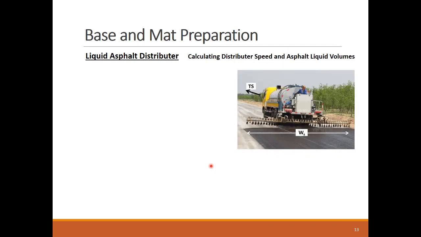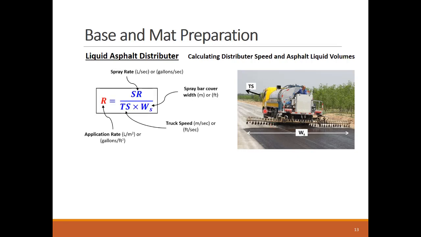For a liquid asphalt distributor, it is important to decide on the truck driving speed and the total liquid asphalt volume to satisfy the required application rate. This formula relates the required application rate to its three main operational variables: the spray rate, the truck speed, and the spray bar width. This means that by fixing two variables, we can get the value of the third variable to satisfy a required application rate.